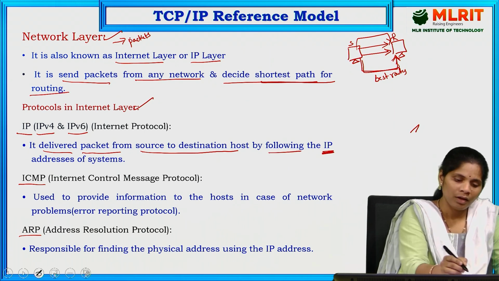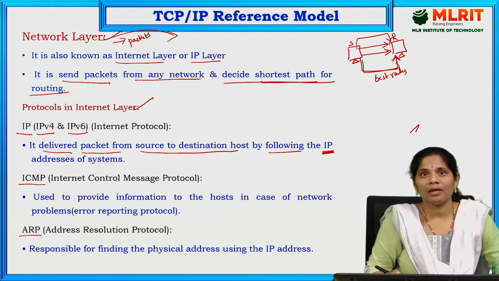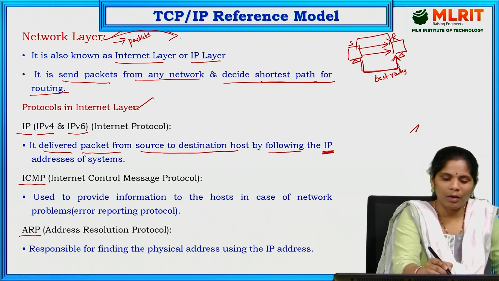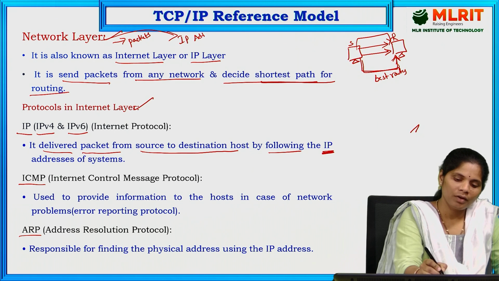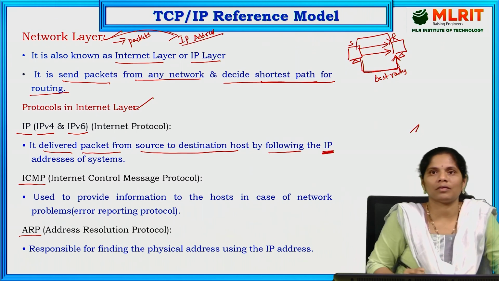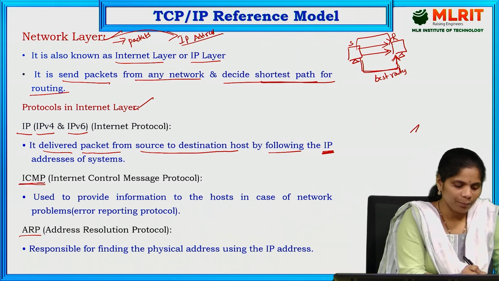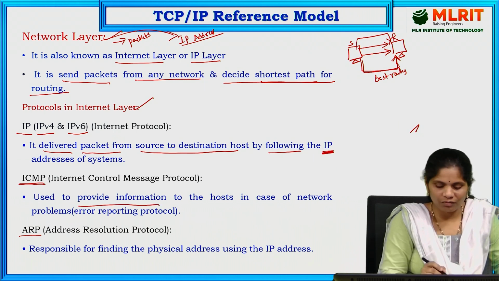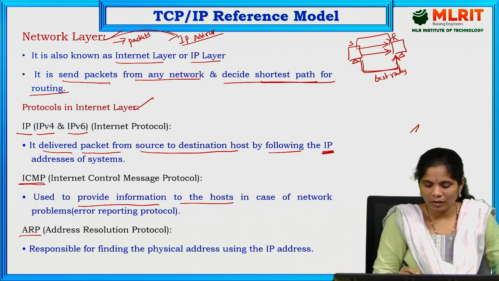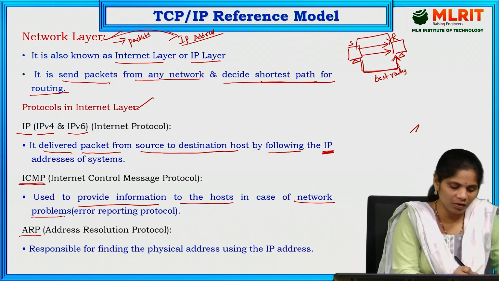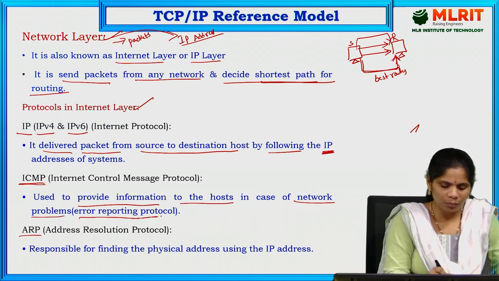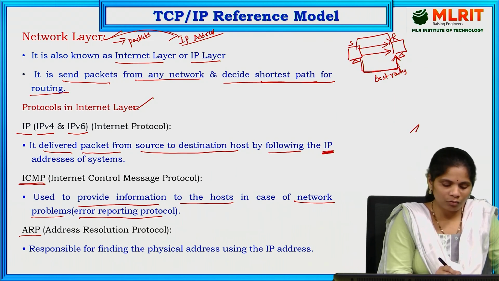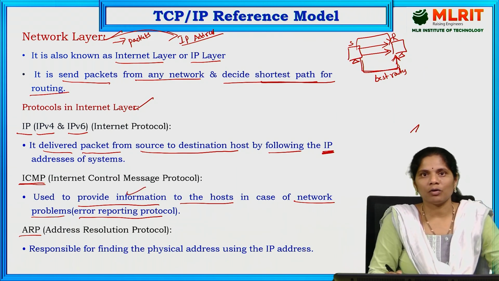Mainly the main work of this network layer is selecting through which address you are sending the data, using the IP address only. Using the IP address we are going to send to that particular network. And next one is ICMP. What is ICMP? Internet Control Message Protocol. It provides information to the particular host in case of network problems. It is an error reporting protocol. If any problem is there, that is going to be reported by the Internet Control Message Protocol.